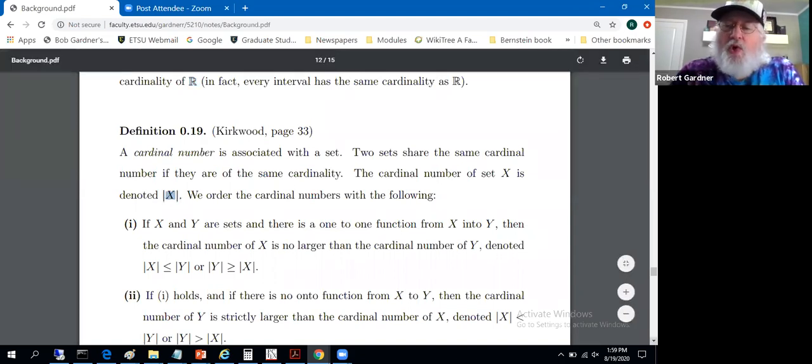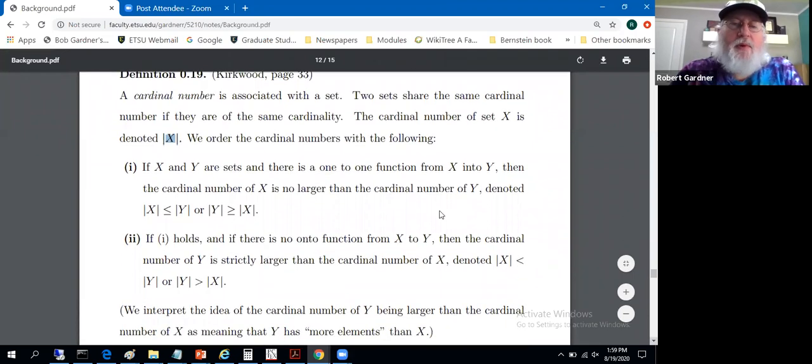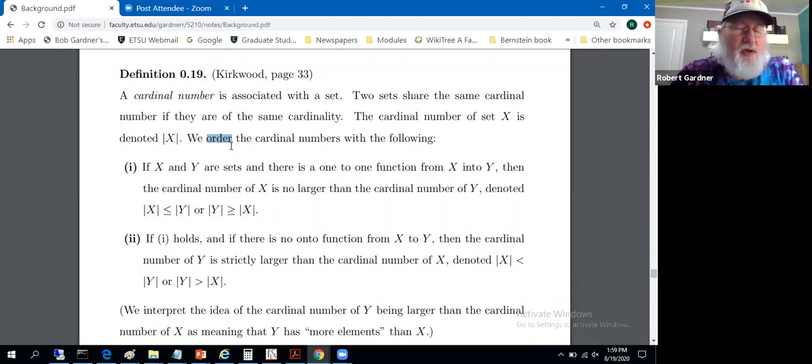And we're going to order the cardinal numbers as follows. So we're going to talk about greater than and less than, greater than or equal to, less than or equal to, in terms of cardinalities of sets. And it's all going to be described in terms of one-to-one and onto functions.